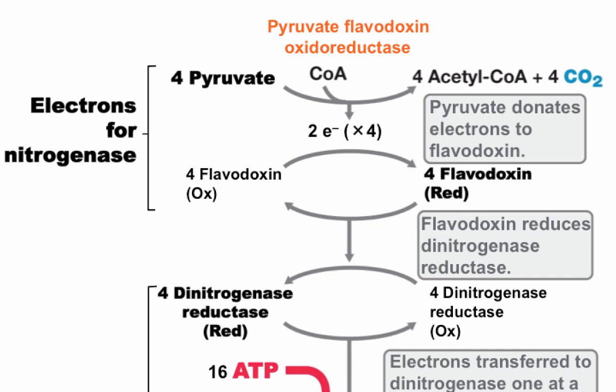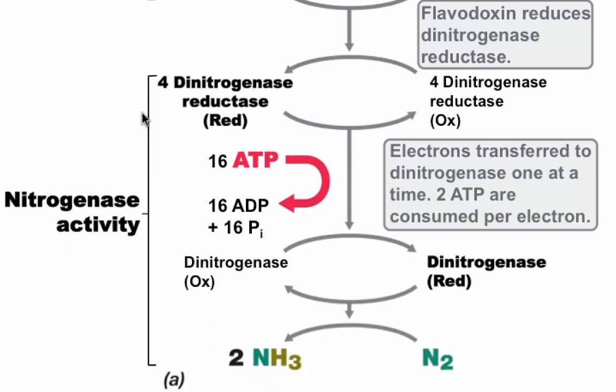Now the flavodoxin is going to be able to pass those electrons to the dinitrogenase reductase enzyme, which is going to, as you see over here, go from the oxidized state to the reduced state. So now we have 4 dinitrogenase reductase enzymes that are being reduced. The electron transfer to dinitrogenase is going to happen one at a time, and it requires 2 ATP molecules per electron to catalyze the reaction. When we have 4 dinitrogenase reductase enzymes passing their electrons to dinitrogenase, it's going to require 16 ATPs.